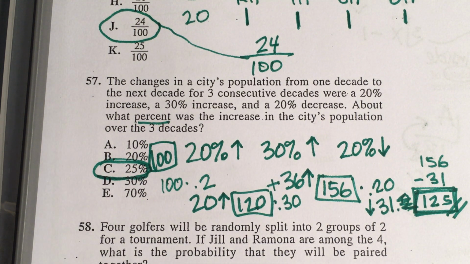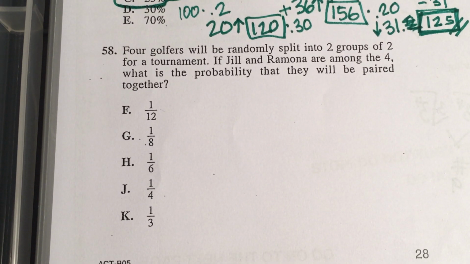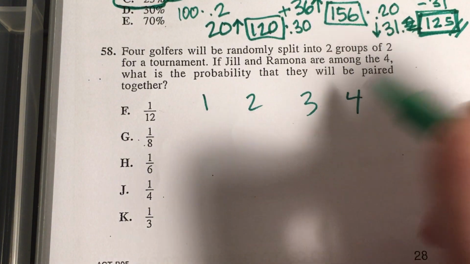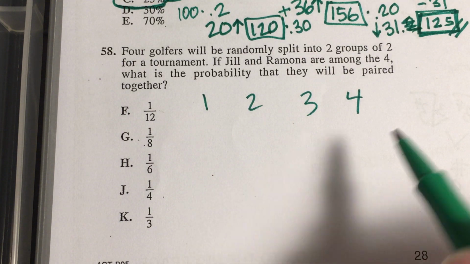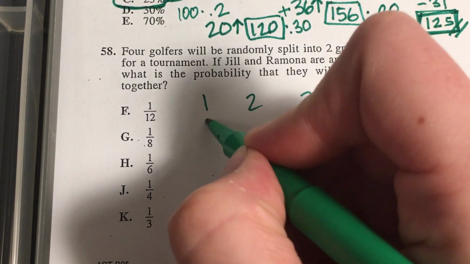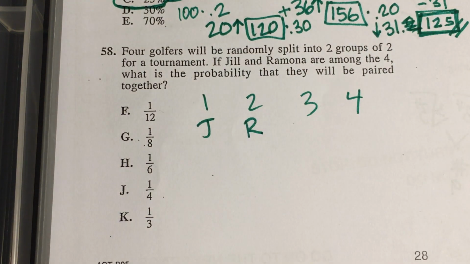All right, finally for 58. It says 4 golfers will be randomly split into 2 groups of 2 for a tournament. So we have 4 people, 1, 2, 3, 4. They're going to split into 2 groups of 2. So if Jill and Ramona are among the 4, we'll call them Jill and Ramona. What's the probability that they will be paired together?